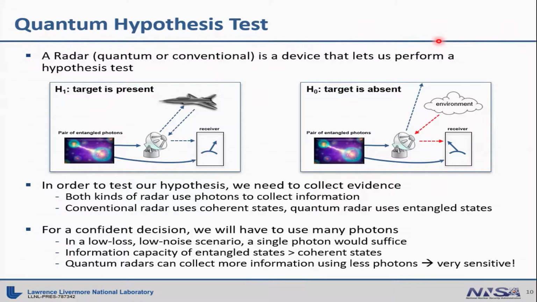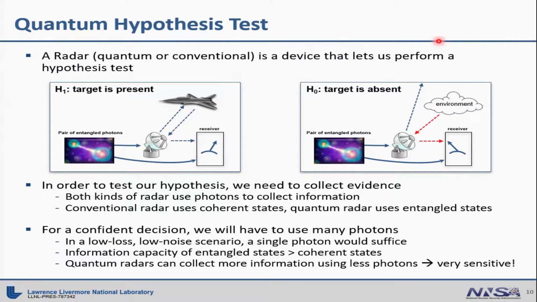Okay, so in order to test your hypothesis, you need to collect evidence. Both radars are going to use photons to collect evidence of their environments. The conventional radar is going to use coherent states of light, and the quantum radar is going to use entangled states of light to collect their information. The basic idea is to generate a pair of entangled photons. One of these photons you're just going to store in a quantum memory device. It's never going to leave the radar. That photon is going to stay at the radar.